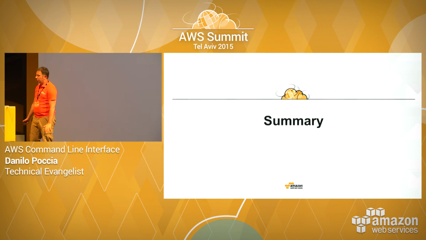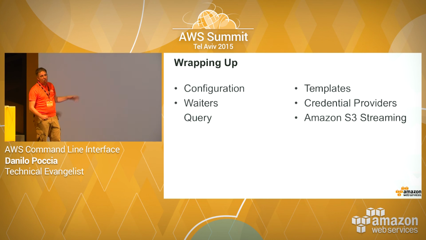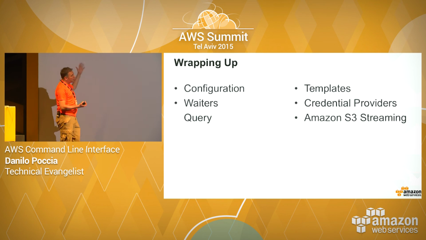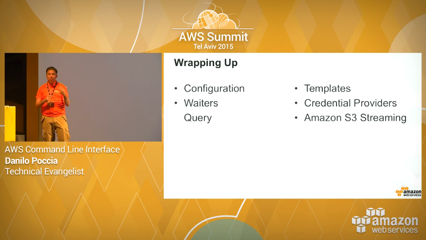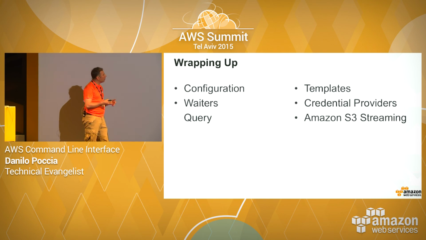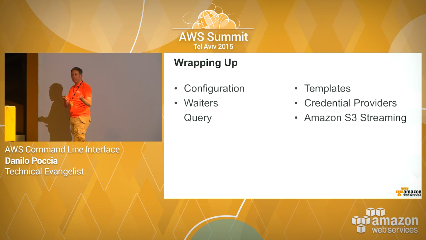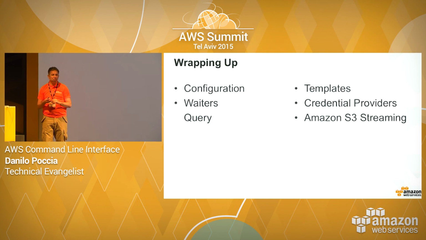So as a summary, we saw a lot of things, not live, sorry: how to manage configuration, and manage profiles and roles with the configuration; waiters, if you have instance transition states or DynamoDB when you create a table; how to use the query syntax, and the JMESPath.org website will explain it much better than I did; templates, where you can generate the skeleton of your template, use it and override options; how to manage credential providers; and Amazon S3 streaming to read and write to standard input and standard output directly from S3 without any disk access.